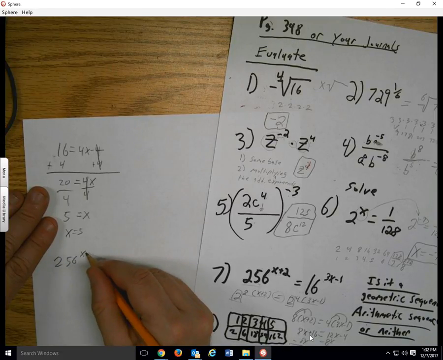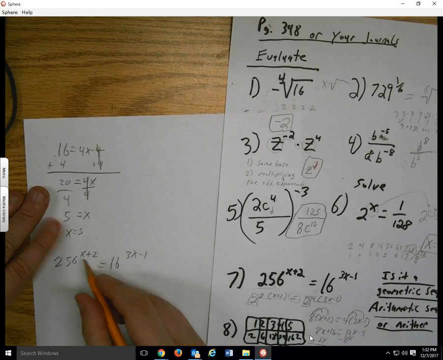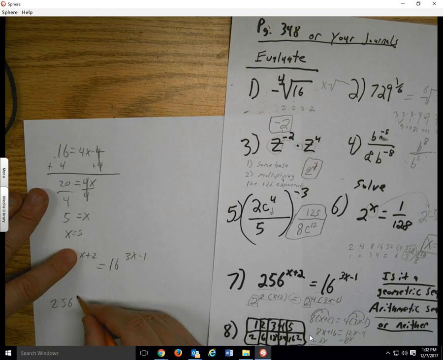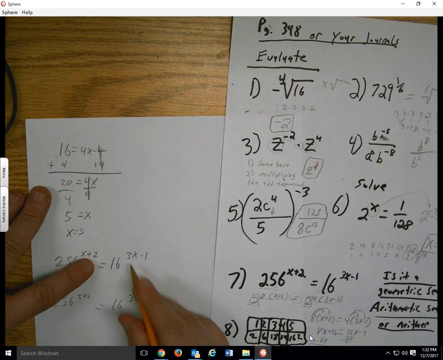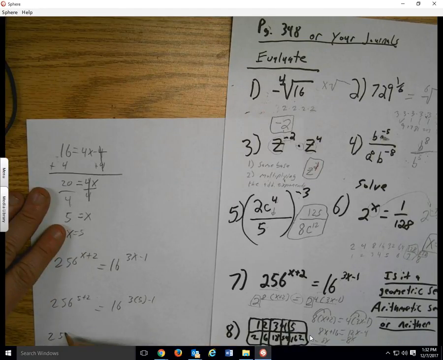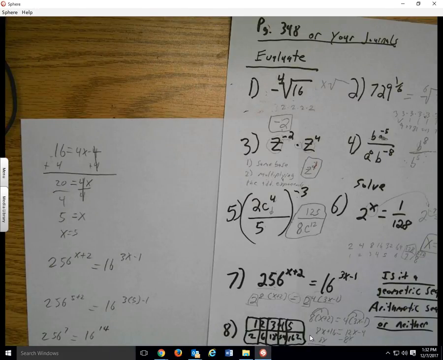So this was the original question, right? But we're saying the x is a 5, so let's see what happens. 256, but now the x is a 5, so it would be 5 plus 2 power equals 16. 3 times x would be 3 times 5 minus 1. So it would be 256 to the 7th power should equal the same thing as 16 to the power of 3 times 5, which is 15, minus 1, so the 14th power. And so if you do the math on this, it will end up being the same. This is not easy to do without a calculator, though, is it?